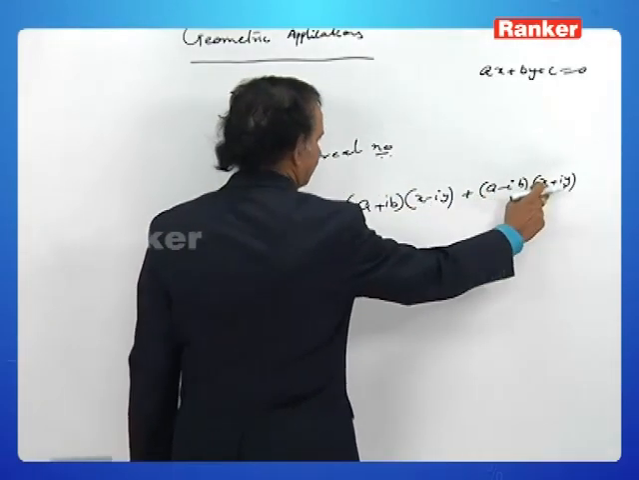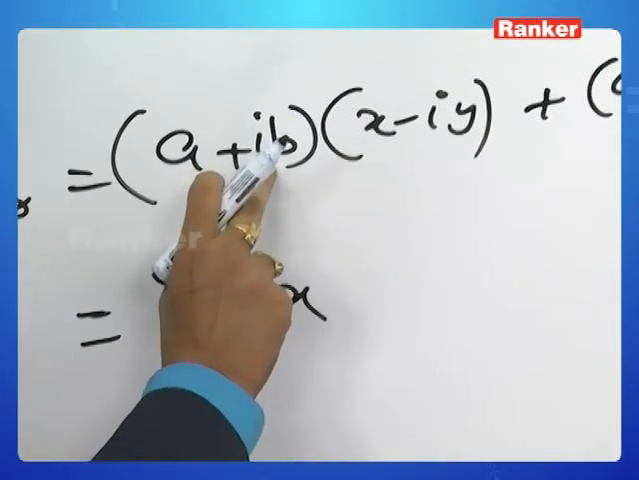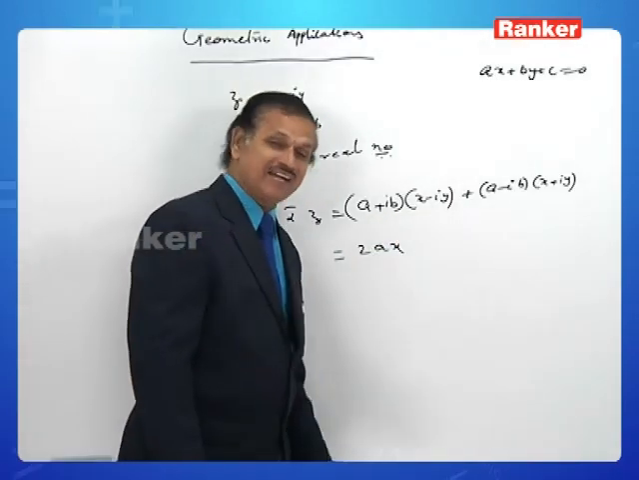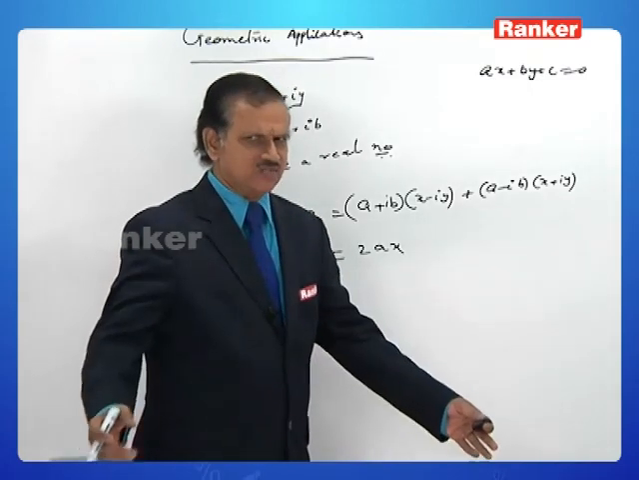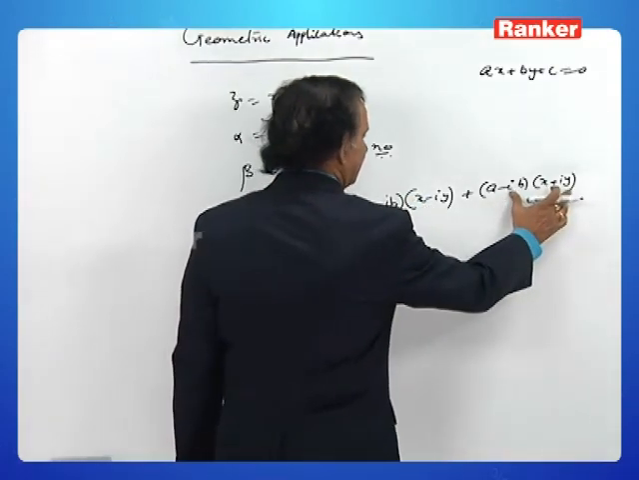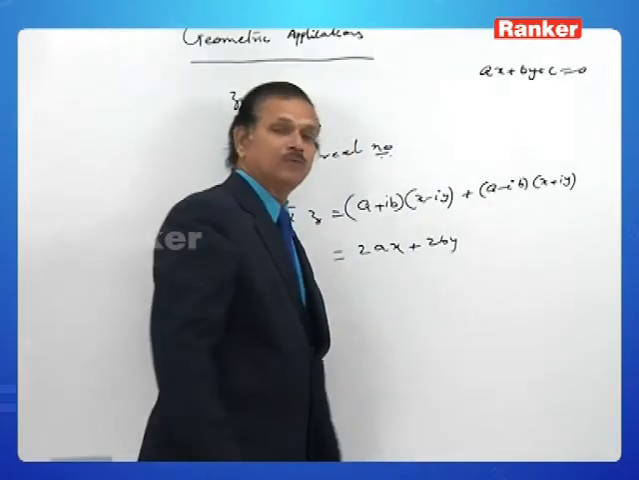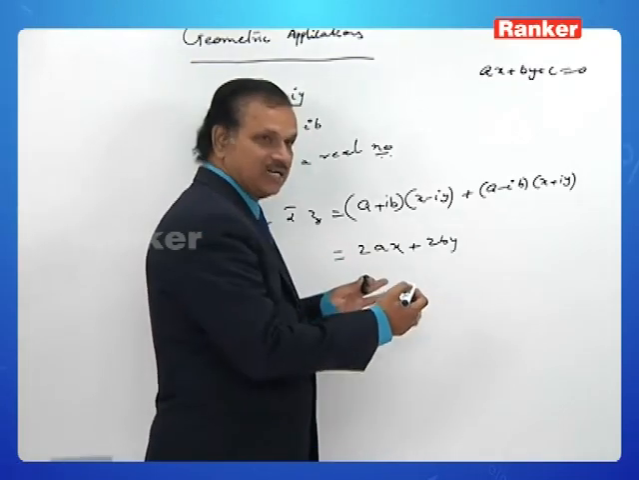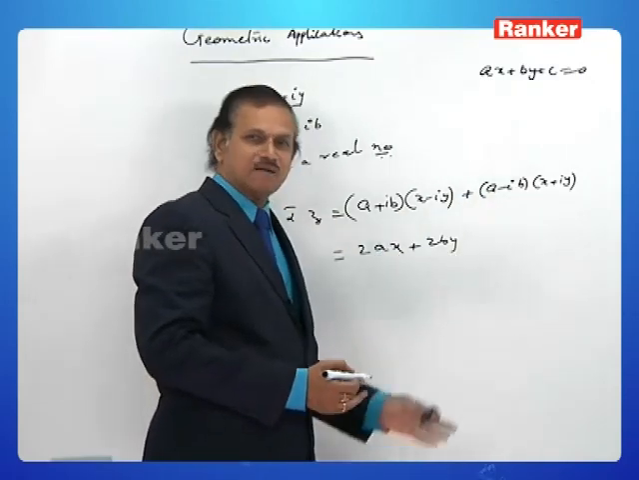ax plus ax, that is 2ax. ib into iy, ib into minus iy, minus i squared by. What is minus i squared? Plus 1. So it is by. It is also by. What does it mean? 2by. So far, I could have collected, rather gathered, the real part of this big complex number.